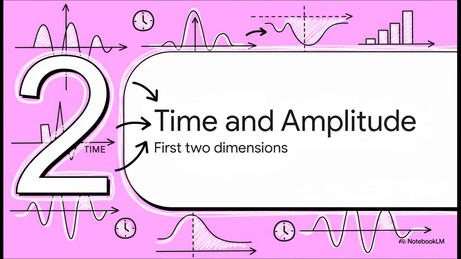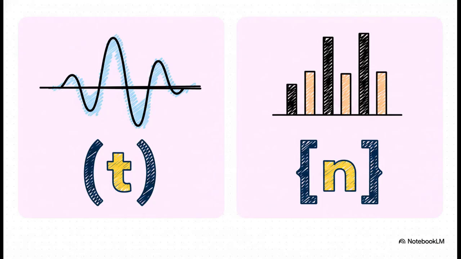Our first 2 dimensions of classification focus on the absolute fundamentals of any signal graph: the horizontal axis, which is usually time, and the vertical axis, which is the amplitude. First up, we've got the time domain. Is the signal continuous time, or CT for short? That means it's defined for every single possible moment in time, what we write as x(t). Or is it discrete time, or DT? That's where the signal is only defined at specific, separate points in time, written as x[n]. And right away, the notation itself, the parentheses versus the square brackets, that's your first major clue.